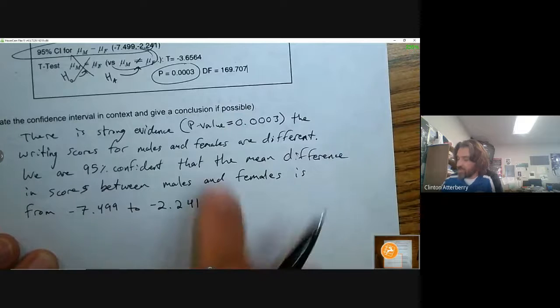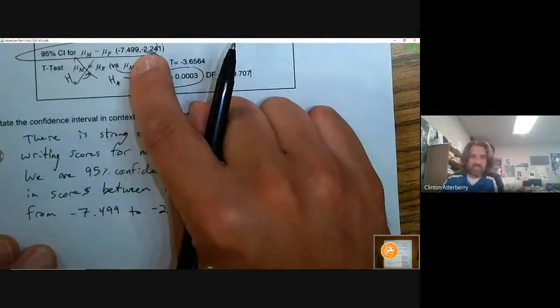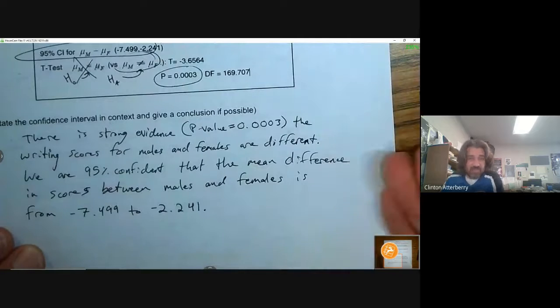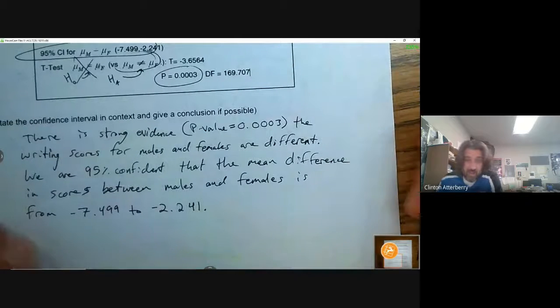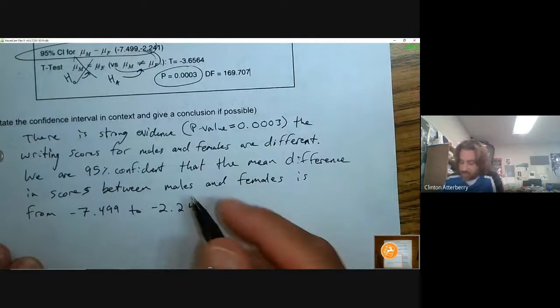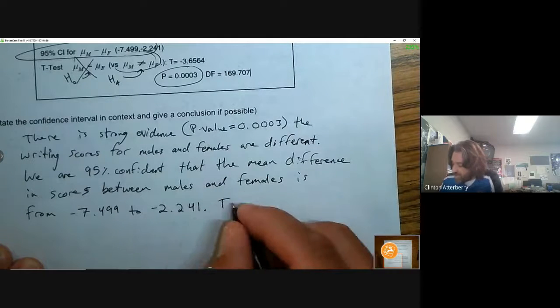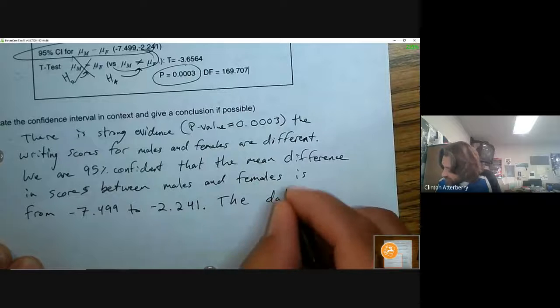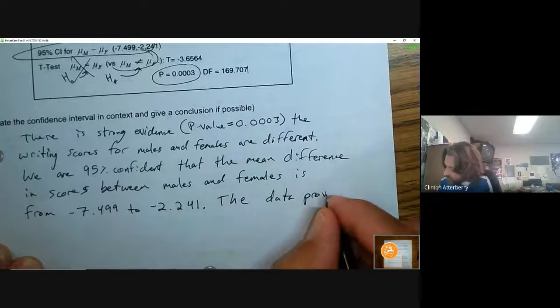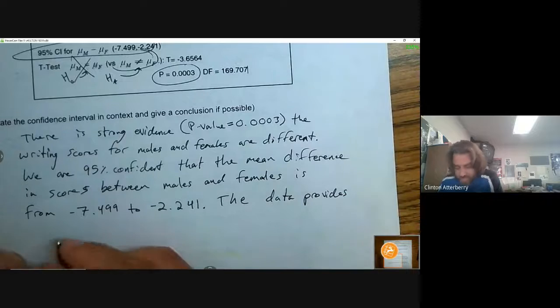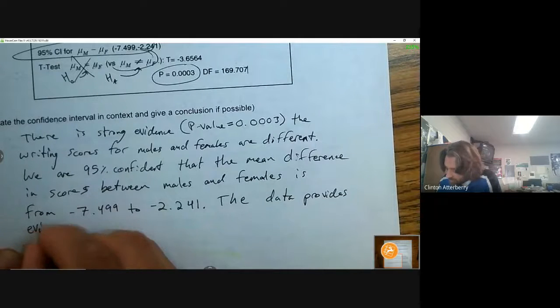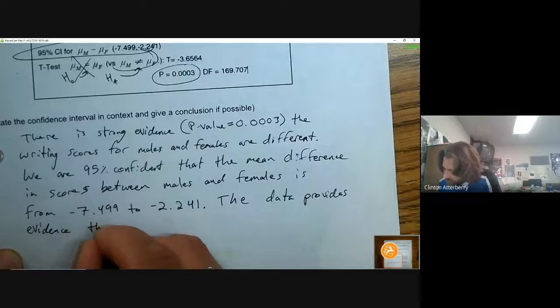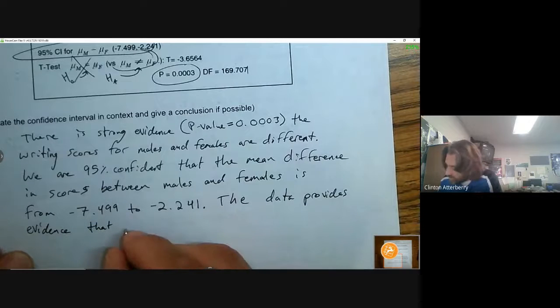We are 95% confident that the mean difference in scores between males and females is from negative 7.499 to negative 2.241, which might not have much context when you're just saying the mean difference is negative this to negative that. Can you explain what that means? Here's the best way I think to explain that. You can simply say something like, the data provides evidence that females score higher.